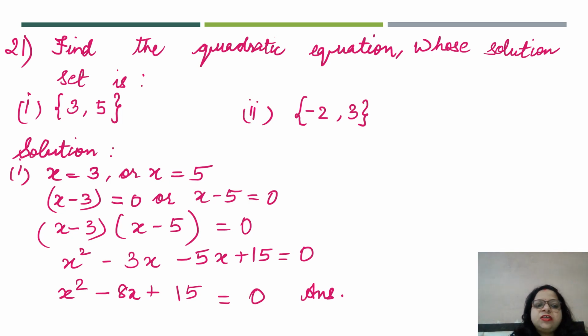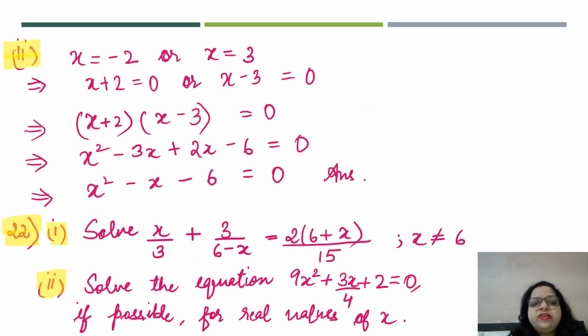So for the first solution, we put x = 3 or x = 5. Okay, x − 3 = 0 or x − 5 = 0. (x − 3)(x − 5) = 0. x² − 3x − 5x + 15 = 0. So x² − 8x + 15 = 0. That is the answer. Okay, this is the first quadratic equation.